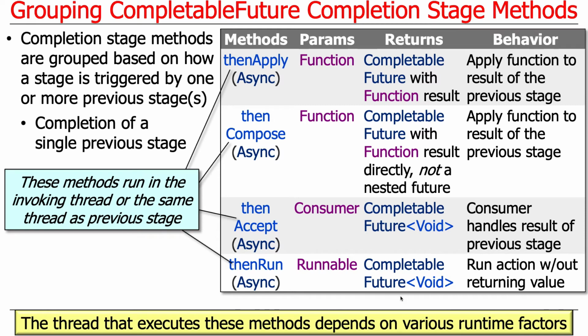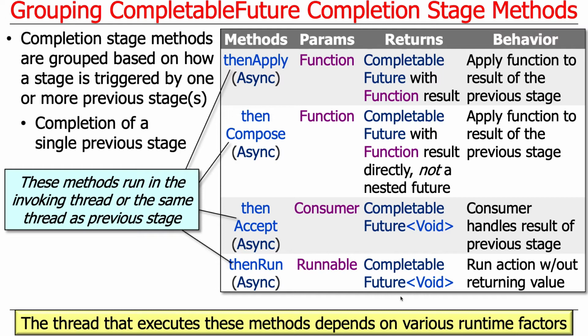So these methods, the ones that are the non-async ones, I'll explain what the async ones mean in a second, they run either in the invoking thread, the thread that called this thing, or more commonly, in the same thread as the thread that just finished computing the previous stage. So that's the non-async methods.